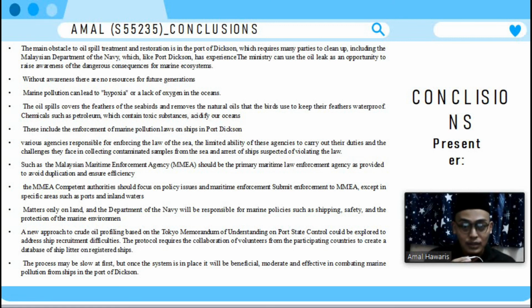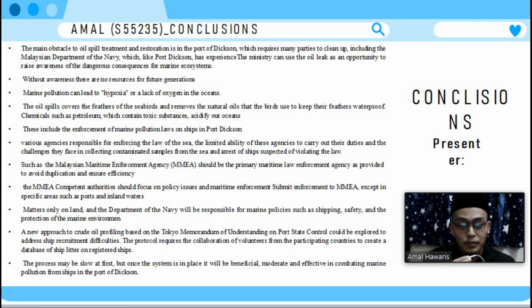Marine pollution can lead to hypoxia, or a lack of oxygen in the ocean. The oil spill covers the feathers of seabirds and removes the natural oil that the bird uses to keep its feathers waterproof. Chemicals such as petroleum, which contain toxic substances, exceed our ocean's capacity. These include the enforcement of marine pollution law on ships in Port Dickson.